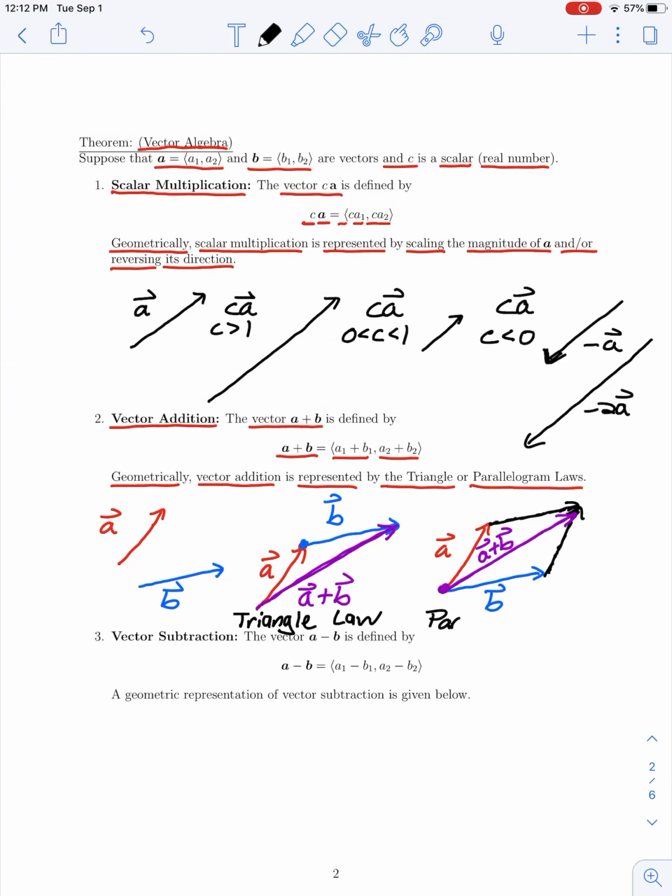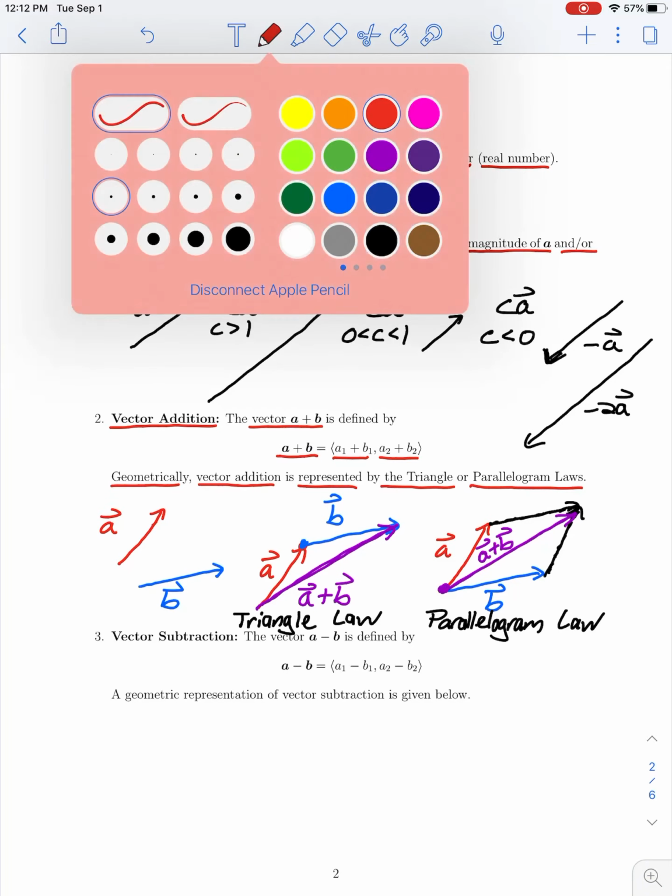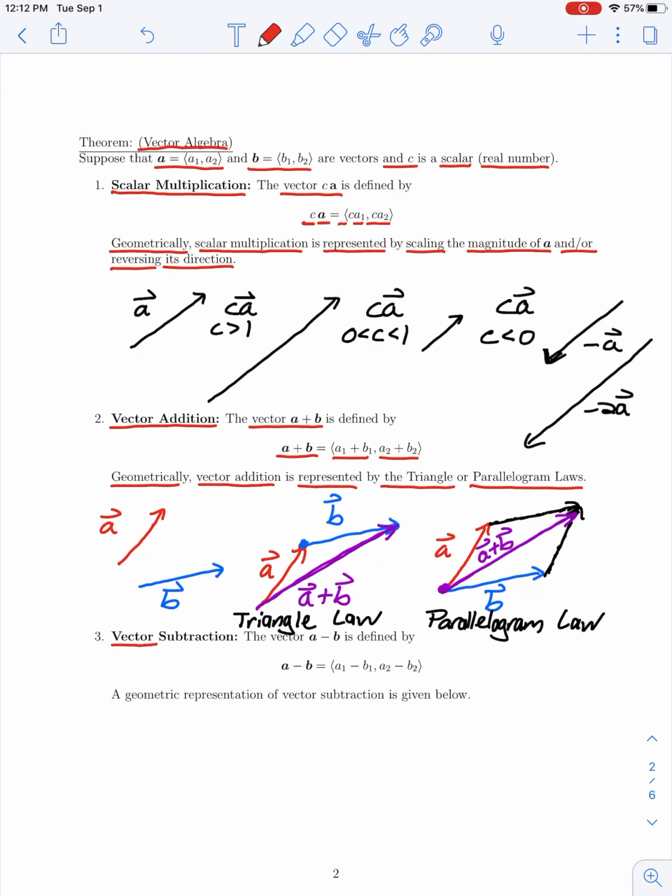And that is referred to as the parallelogram law. So with either approach we can use, we see that we would get the same representation of that sum. So let us consider then vector subtraction.